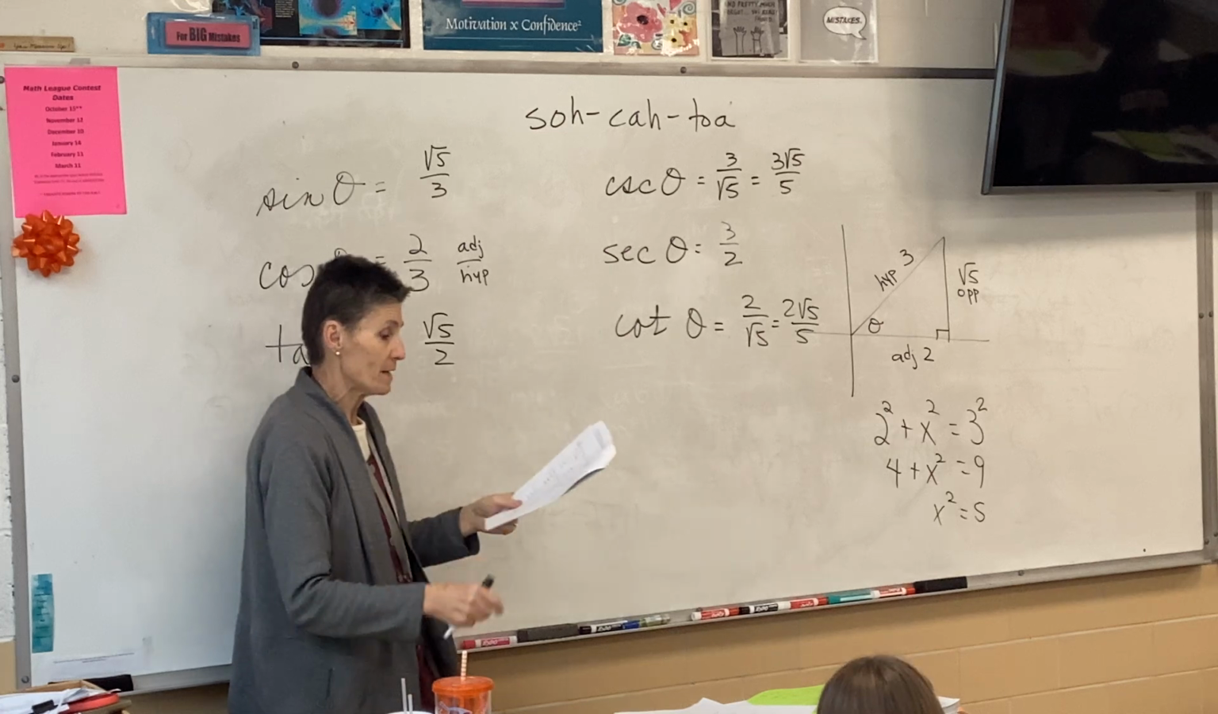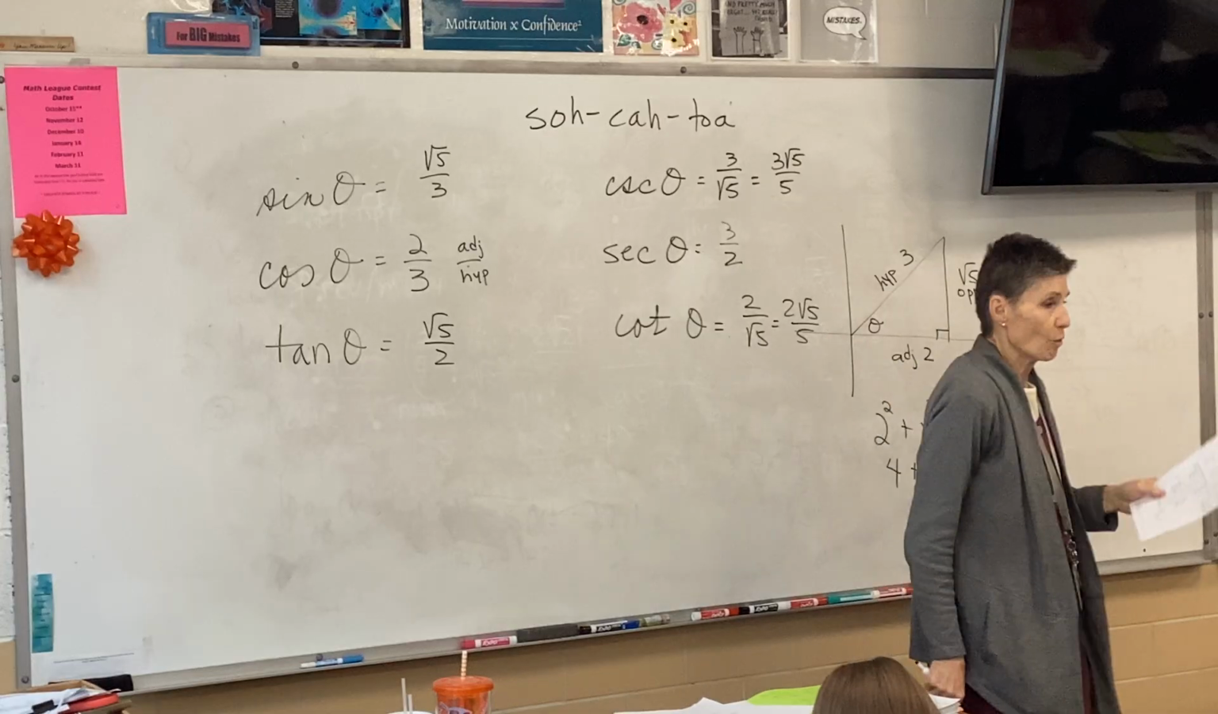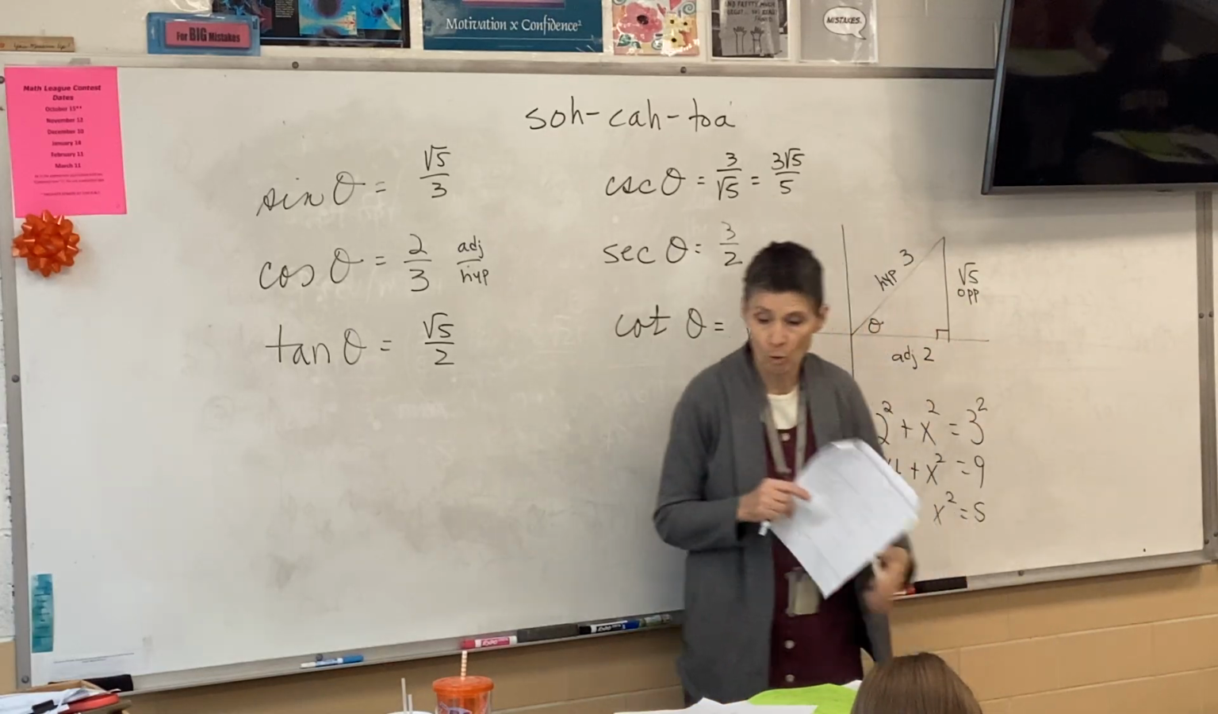All right, so you try B right now. You and your partner try 2B. Draw a picture just like this and label it accordingly.